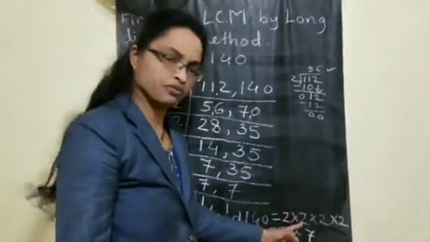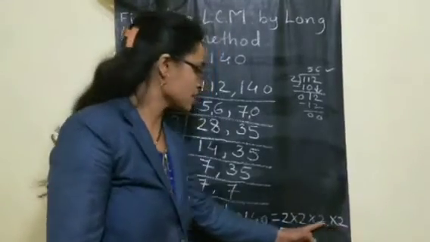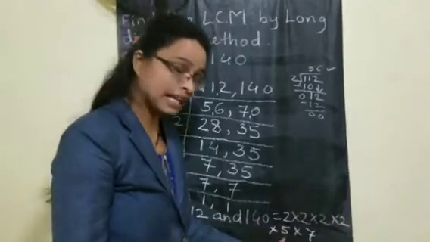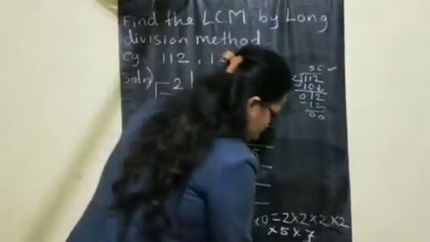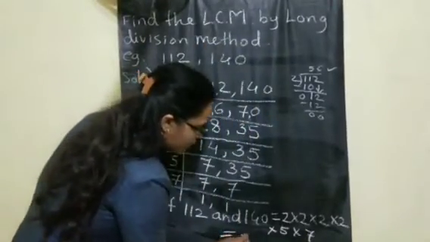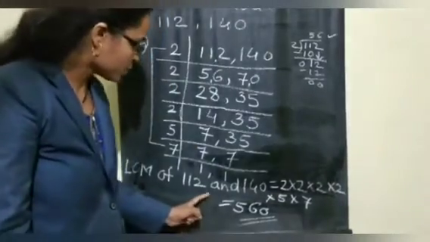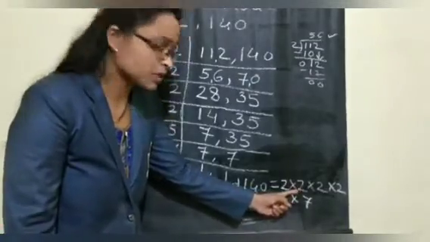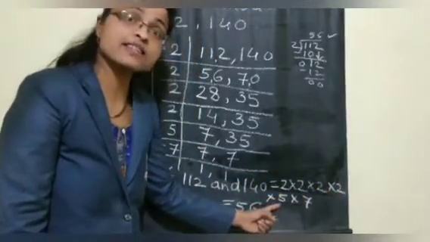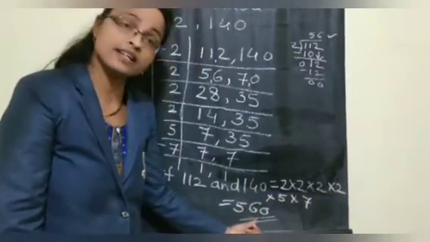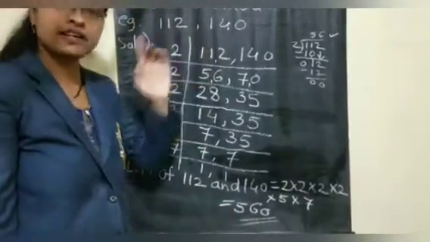2 2s are 4. 4 2s are 8. 8 2s are 16. 16 5s are 80. And 8 7s are how much? 560. So like this we have to multiply: 2 times 2 is 4, 4 2s are 8, 8 2s are 16, 16 5s are 80, 8 7s are 560. And this is our LCM of 112 and 140.